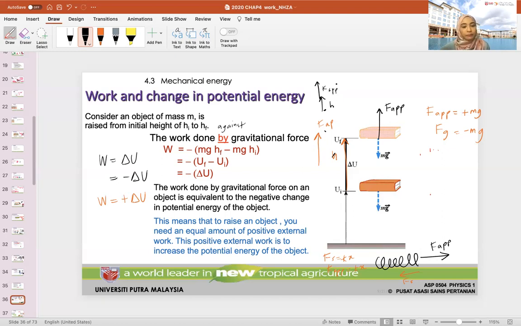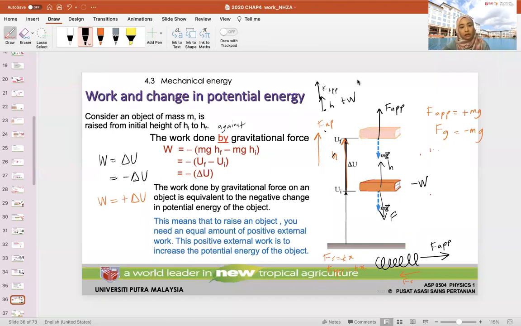Okay, let me recap that. When I'm talking about work done by gravitational force, it is downward, but I am lifting the book upward. So this would give me negative work done. But when I am applying a force against the gravitational force, now it is not gravitational force doing the work. I am lifting this book. The book cannot lift itself, I have to apply some force. So I am applying F applied in the same direction as height. Therefore, I would get positive work done.